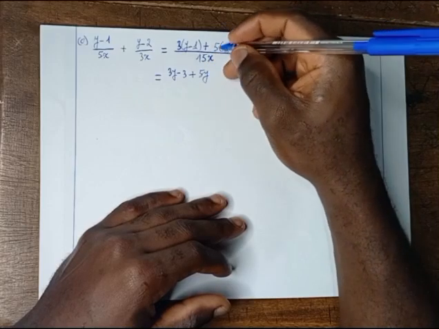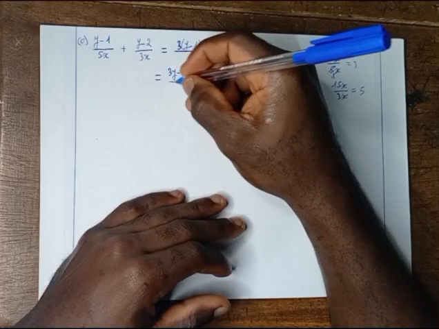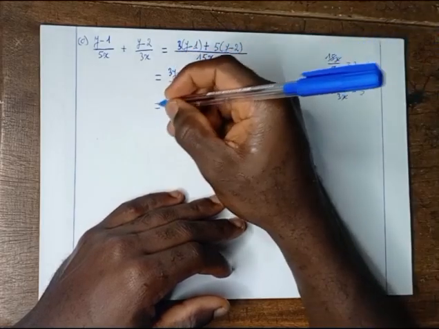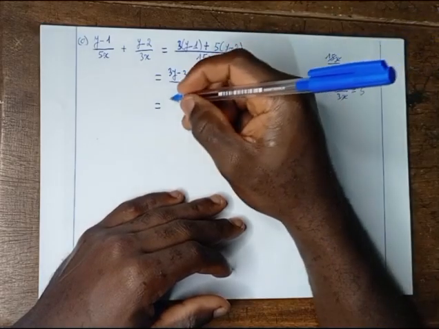5y minus 10 all over 15x. Next thing, we are going to bring the like terms together.